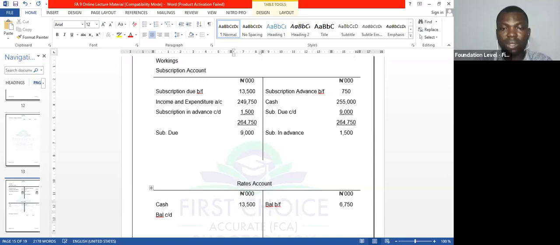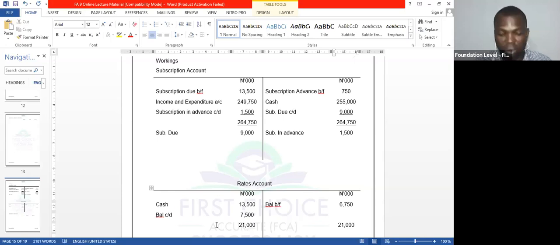Now we need to add it up together. 13,500 plus 7,500 will give us a total of 21,000. Look at the other side. The other side is 6,750, and it is expected to give us 21,000. So the balancing figure is the one that is going to show in our income and expenditure as an expense, because the balancing figure is the total rates that was accrued, or the total rates expense for that year.